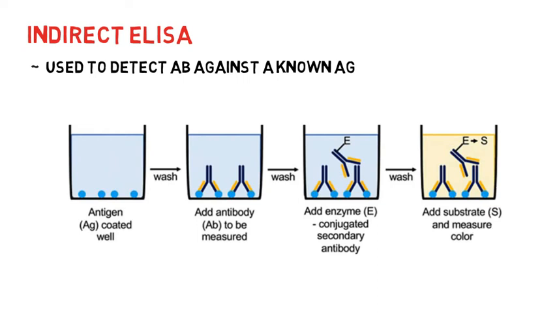Indirect ELISA is used to detect antibodies against a known antigen. The antigen is already bound to the bottom of the microplate well. Then the sample is added and specific antibodies bind to these antigens. A secondary antibody conjugated to an enzyme is added, which is specific for the primary antibody and converts the colorless substrate into a reaction product, and the intensity of color is measured.